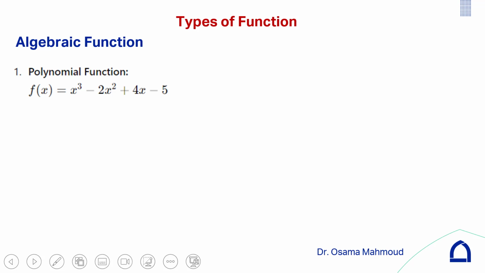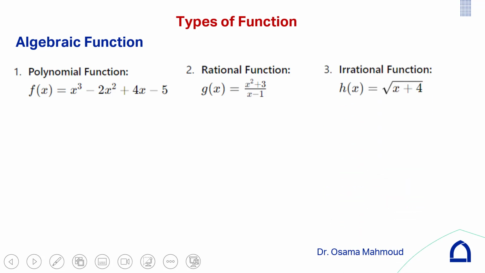The algebraic function, like a polynomial, and this polynomial is of degree 3 because the highest power is 3. Also the rational function, where you have a numerator and denominator. The irrational function, I call it a root function. So you have a root function as an algebraic function as well. But what is the difference between algebraic and non-algebraic functions?